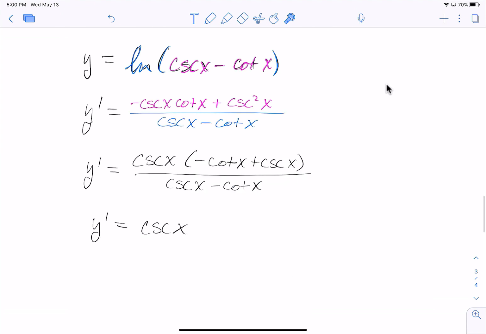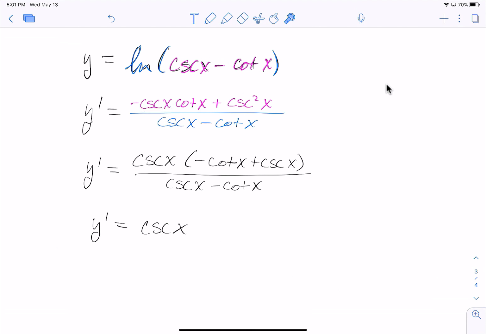So we see a nested function here. The derivative of the natural log will be 1 over the argument. So in the denominator, we have cosecant of x minus cotangent of x. Then we also multiply by the derivative of the inside function. Instead of making it 1 over that denominator and then another fraction, I just stacked this over in the numerator. So the derivative of the cosecant of x minus the cotangent of x is the negative cosecant of x cotangent of x plus the cosecant squared of x.